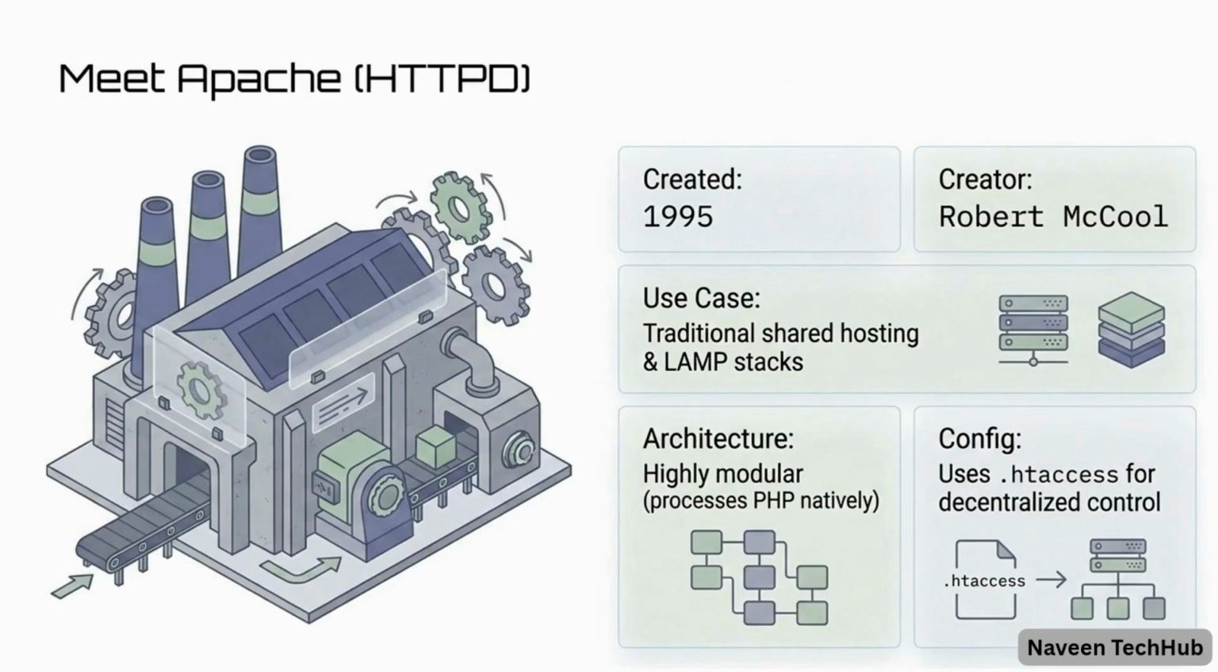Let's first meet Apache HTTP Server, commonly called Apache HTTPD. Apache has been around since the mid-1990s and became extremely popular with traditional shared hosting and the classic LAMP stack. One of Apache's strengths is its modular architecture. You can enable different modules depending on your application requirements. Another important feature is .htaccess, which allows configuration at the directory level. That flexibility is one reason Apache became extremely popular for applications such as traditional PHP and WordPress hosting.